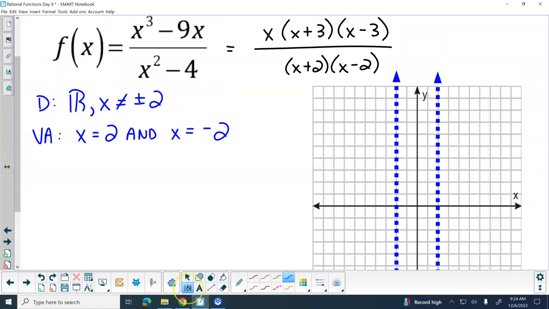Step number 2. Horizontal asymptote. None, right? Because the degree on the top is 3, degree on the bottom is 2. That says none, but because it's differing by 1, it's a none with an asterisk. Okay?